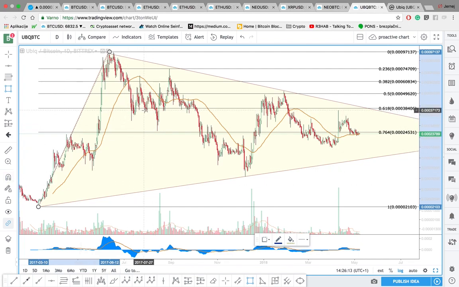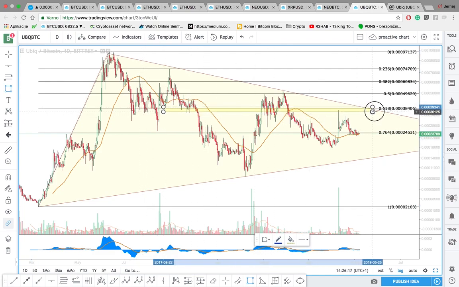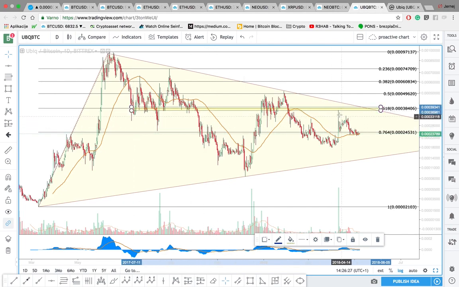And you can draw this in different ways, connect different wicks, whichever you prefer. But it is a zone, so I would draw it like that, because we have a touch here and we have multiple touches there. So that is a resistance to watch at the moment.